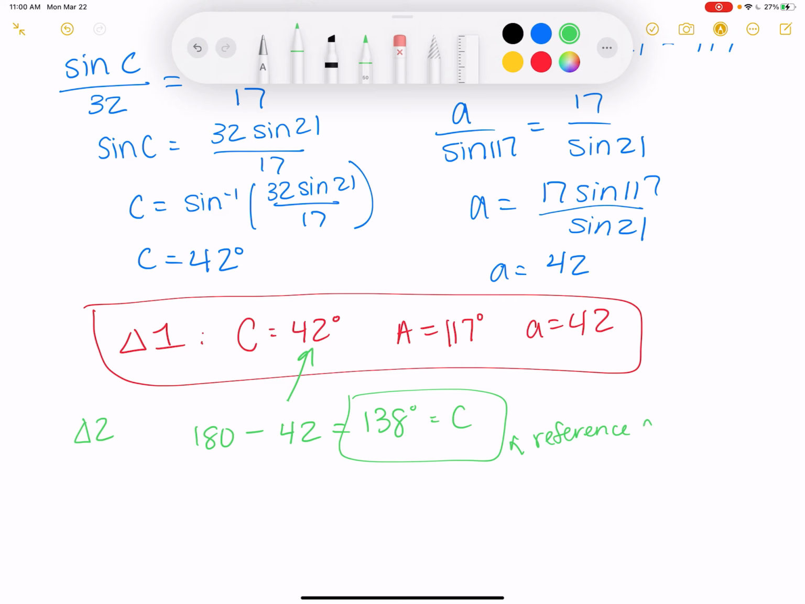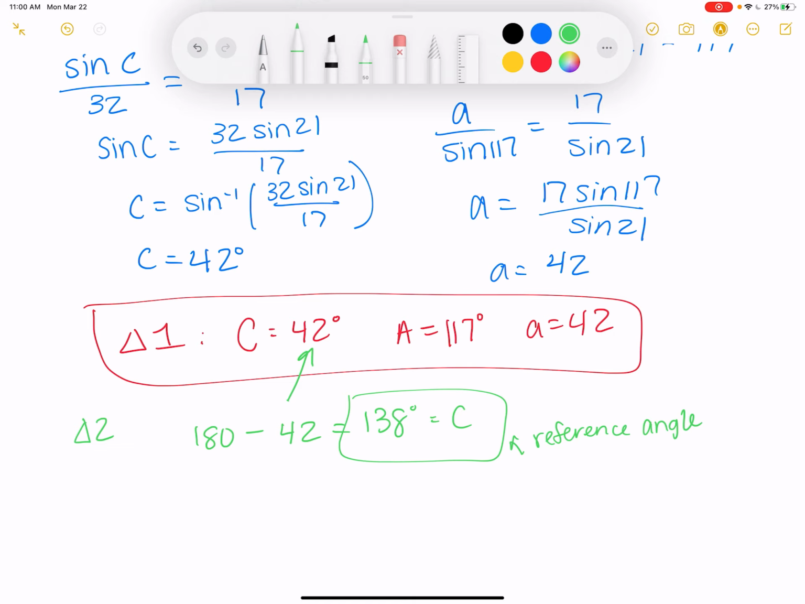Is the same thing true for A? Okay, if we had found C first and gotten C to be obtuse, we would have done it for A instead. Whatever our acute angle was in our first triangle, we're going to do 180 minus that value to get our new obtuse angle.